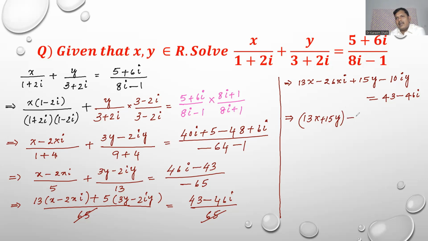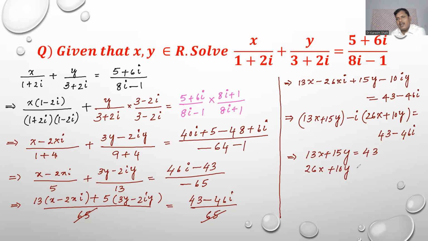So I want to take iota common. So (26x plus 10y) equals to 43 minus 46 iota. Now compare both sides. That means 13x plus 15y equals to 43 and 26x plus 10y equals to 46.